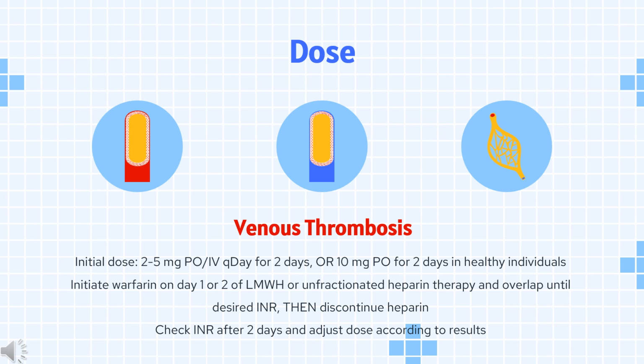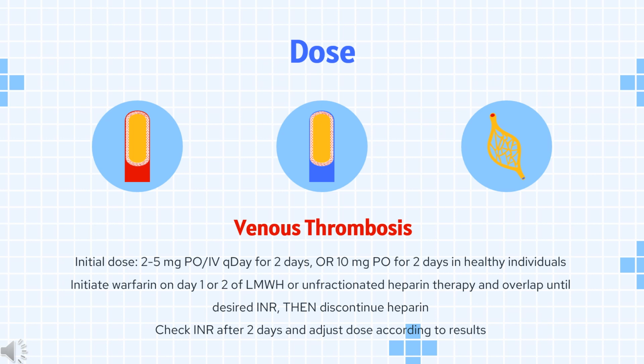ACCP guidelines recommend dabigatran 150 mg PO bid over adjusted dose warfarin therapy for AF unless both AF and mitral stenosis are present. Cardiac valve replacement. Prophylaxis and treatment of thromboembolic complications associated with AF and valve replacement. Initial dose, 2 to 5 mg PO/IV daily for 2 days, or 10 mg PO for 2 days in healthy individuals. Check INR after 2 days and adjust dose according to results. Typical maintenance dose ranges between 2 and 10 mg.